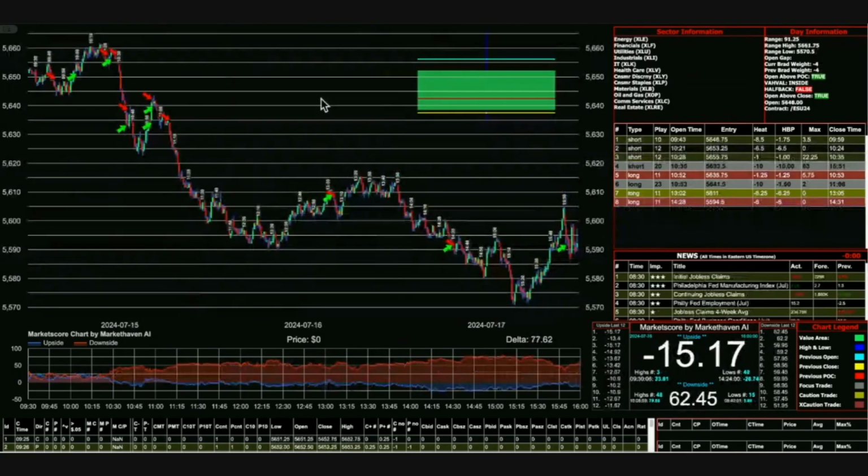So then the next one, same kind of thing. You can see the downside is doing very well all day. And then right here at the bottom of the day, it spikes up. And again, this one does come down and take the low.